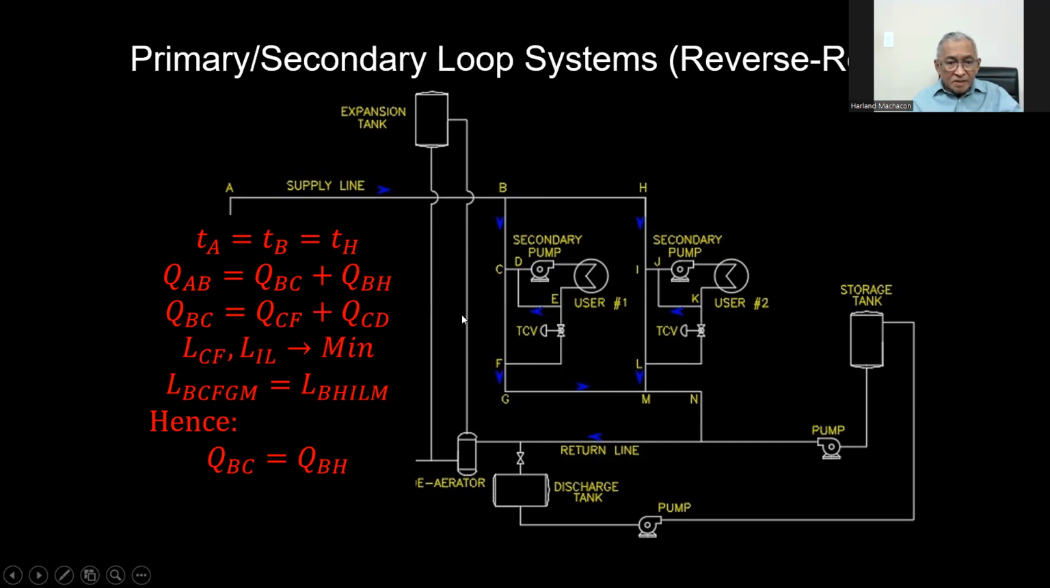And since the length of pipe from B, C, F, G, M is equal to the length of pipe from B, H, I, L, M, that is the same. So more or less the flow will be balanced from flow of BC to the flow of BH. Have the same.